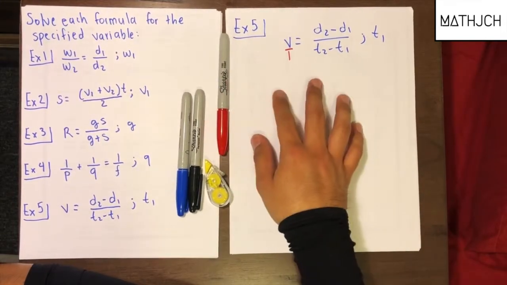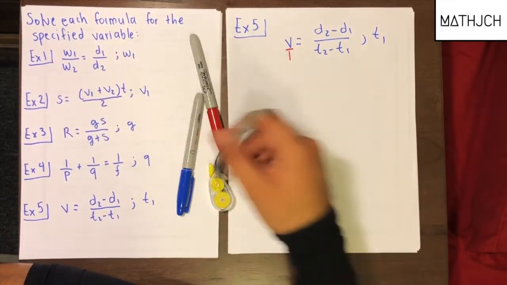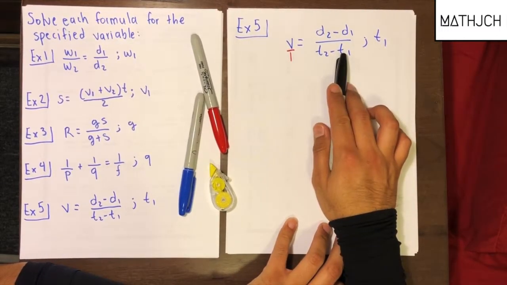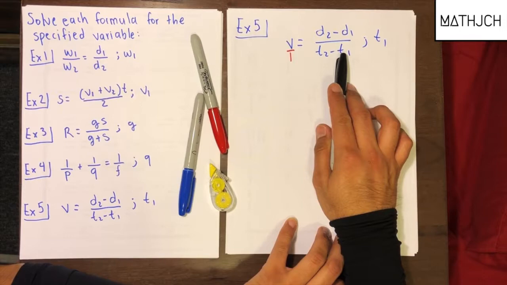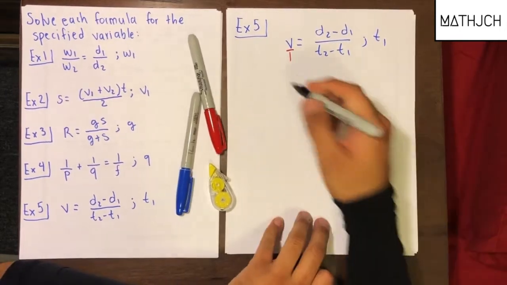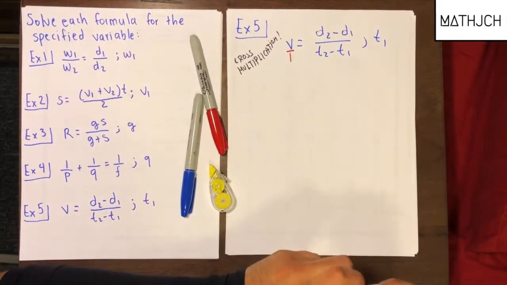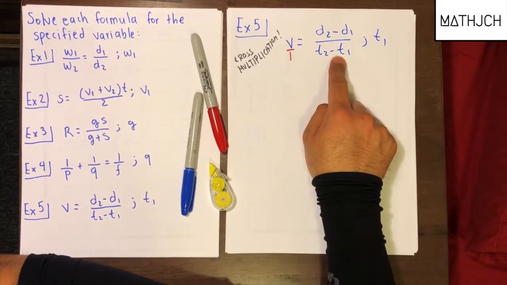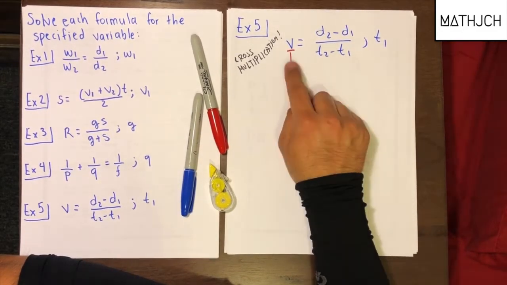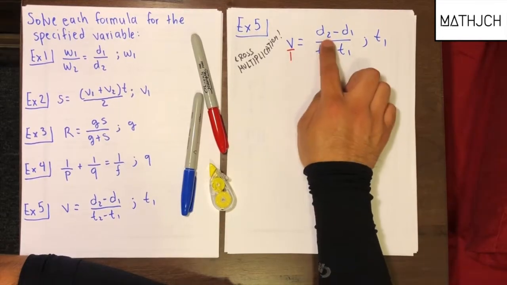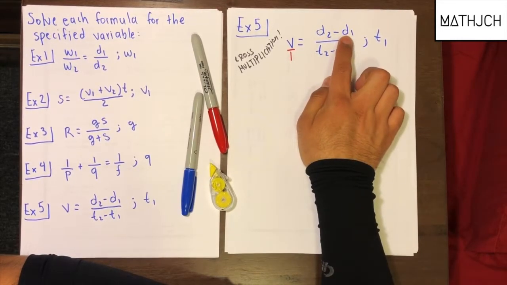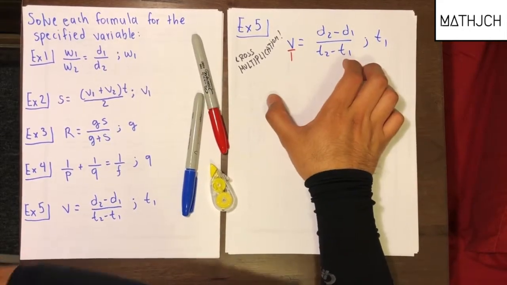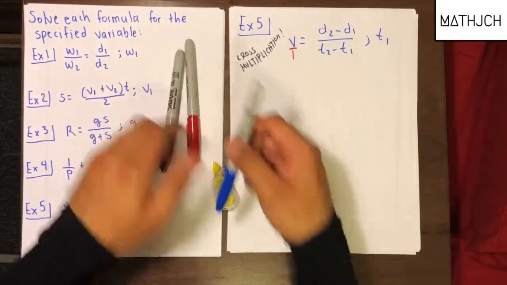One approach that we could take here is that since we have a fraction equals a fraction, we could do cross multiplication. This v is going to multiply the t2 minus t1, and this 1 is going to multiply d2 minus d1. That way, we're going to get rid of fractions. So let's start with that.